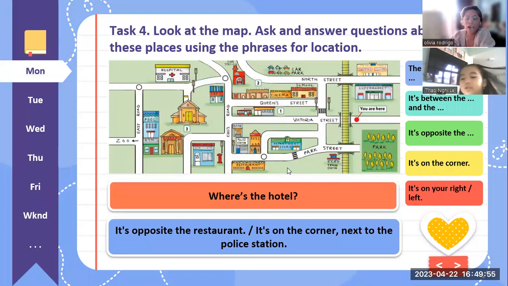Teacher, what's in the corner? What's in the corner, teacher? A corner, here. Corner, it means this one. Okay, where is the hotel? The hotel is here. It is opposite the restaurant. Okay, that is Queen's Hotel. It's on the corner next to the police station. Where is the police station here?